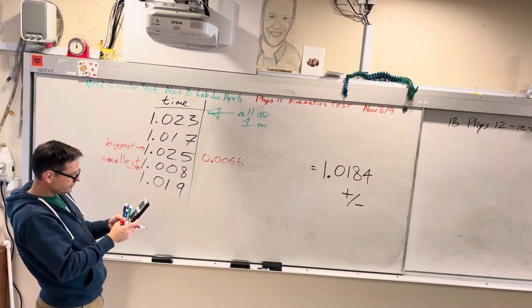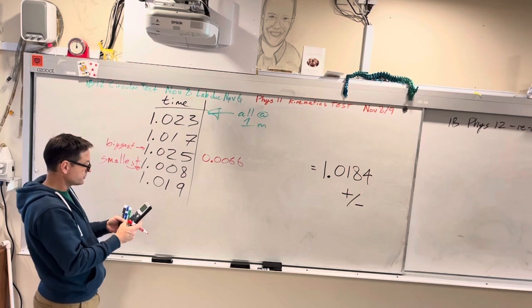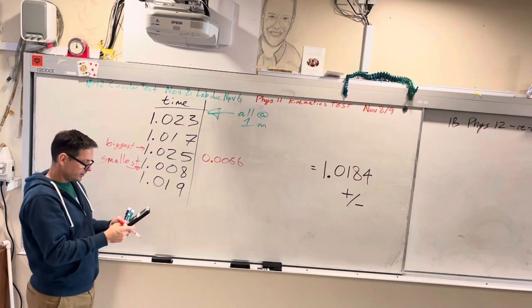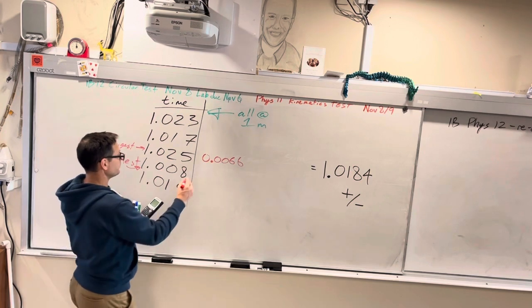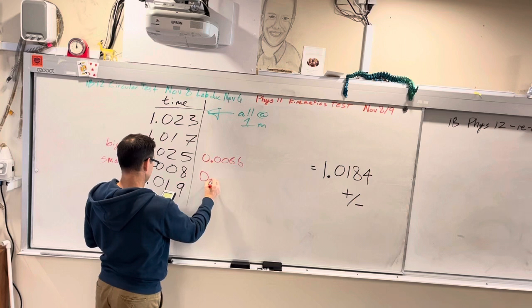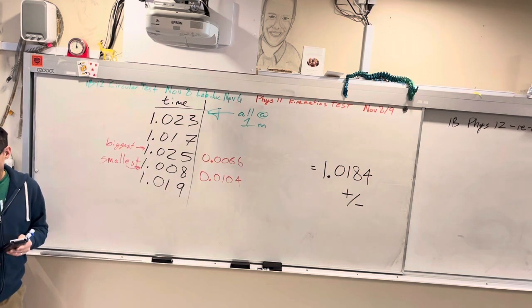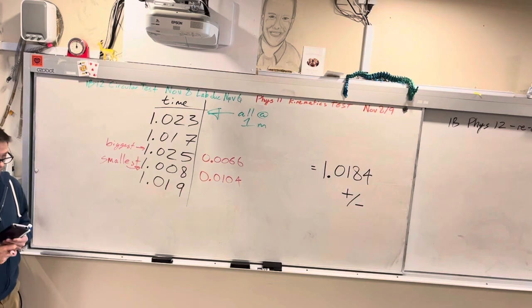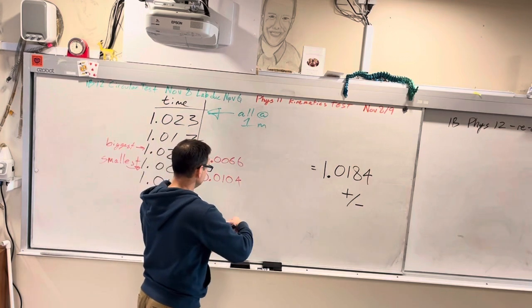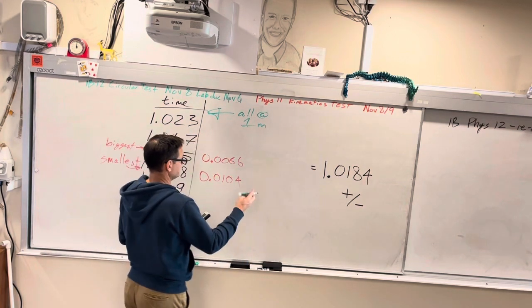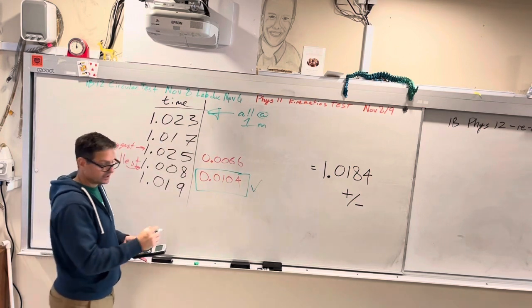And then you do the average, 1.01184, and you subtract this number, the smallest, 1.008. And this one we get 0.0104. So they're a little different. Which one is bigger? Yeah. So we're going to use this one. That is our uncertainty.